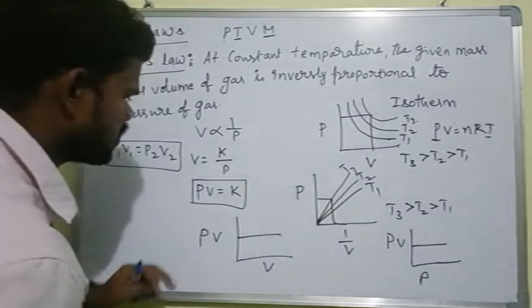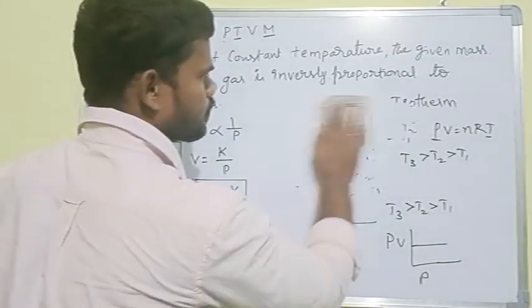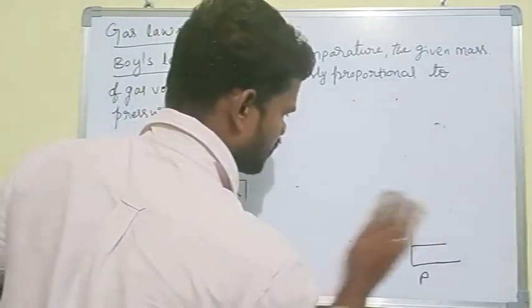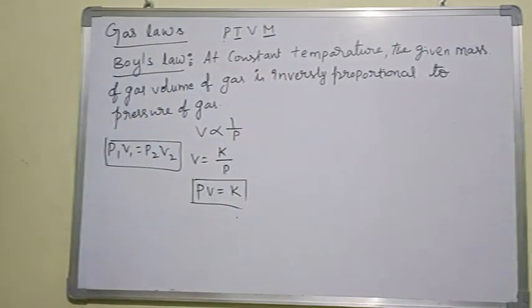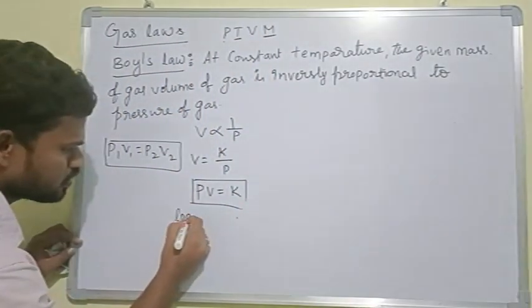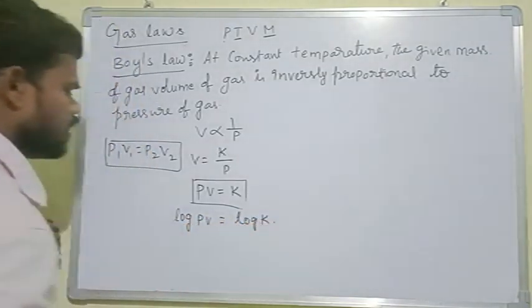If we apply log here, how should we draw the graph? What is the graph involved here? So, log PV equals log K.